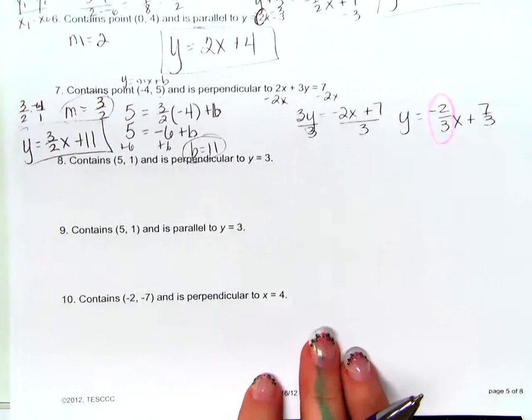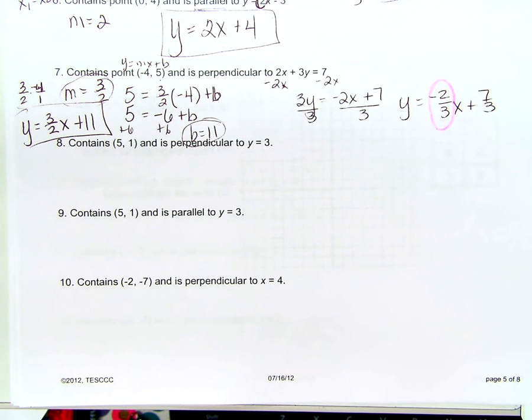Okay, now 8, 9, and 10 are the hardest of the whole worksheet. You're a liar. Yes, I am.